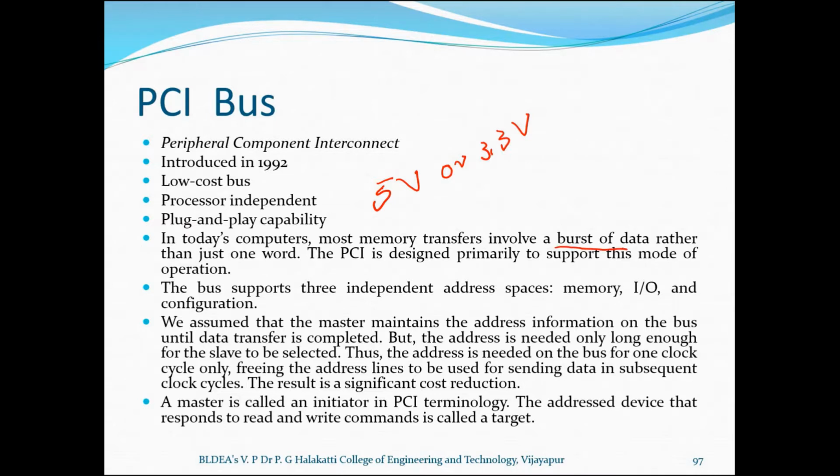The PCI bus supports 3 independent address spaces, that is memory, input output and configuration. The input output address space is used with processors, say like Pentium, that support a separate input output address space. The configuration space is intended to give the PCI its plug and play capability. A 4-bit command that accompanies the address identifies which of the 3 spaces is being used in a given data transfer operation.